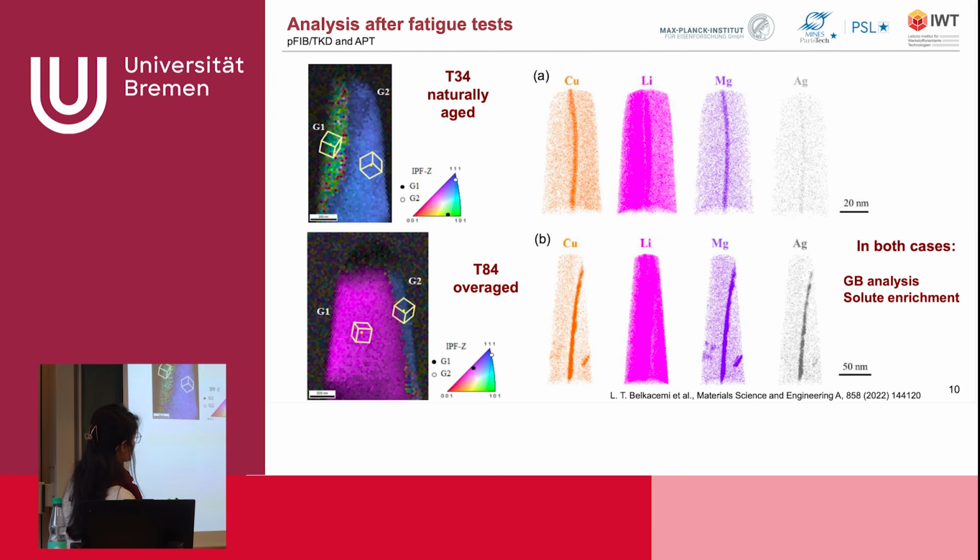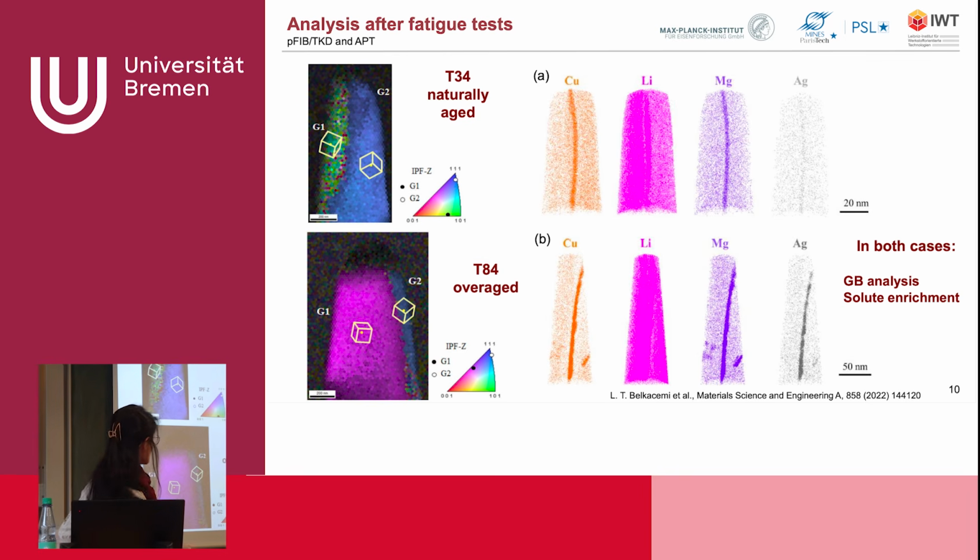So this is the naturally aged sample, where we didn't see any bifurcation. So the crack just propagates as expected. So we could really choose the grains here with a certain grain boundary. And this is typically the data that we get with atom probe tomography, with distribution of copper, lithium, magnesium, and silver. And these are the results that we got in the case of the overaged sample.